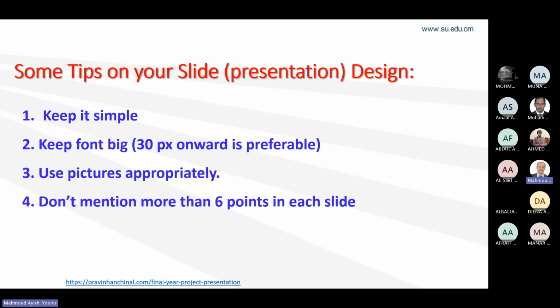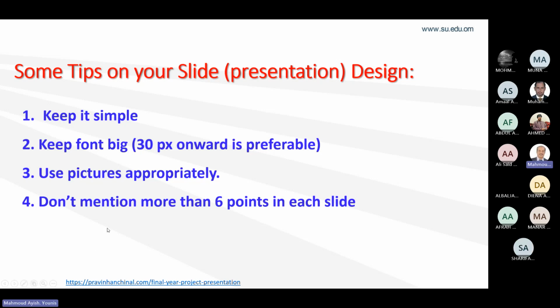We mentioned that in the capstone. You are talking about something and showing a picture. It should reflect it, like when we are talking about the beam, you are showing a beam. Don't talk about something right and show something left. Then don't mention more than 6 points in each slide because this will come a lot. Therefore, the audience cannot follow.